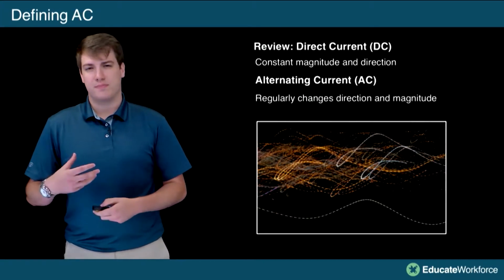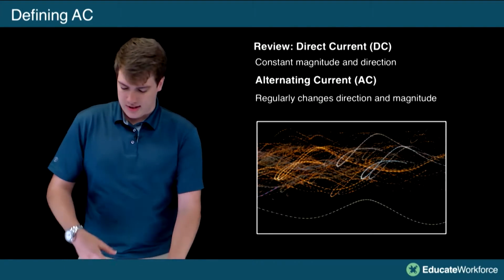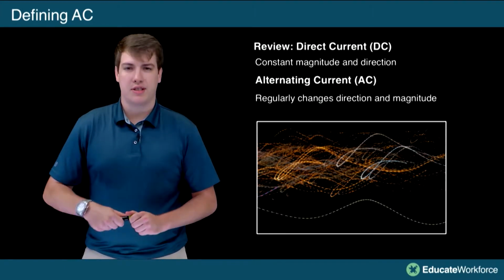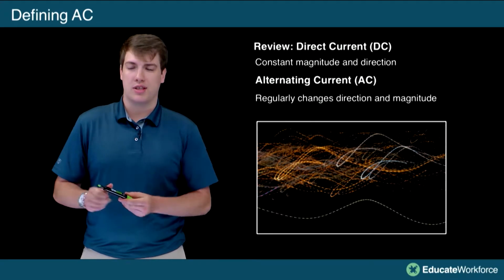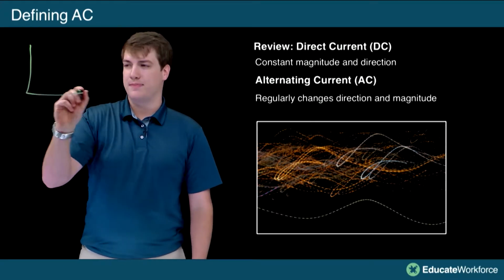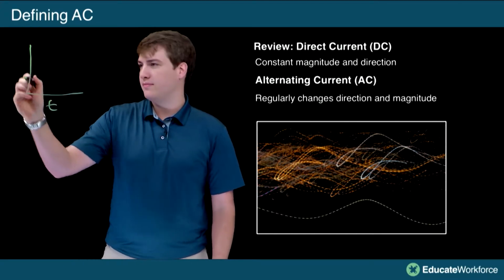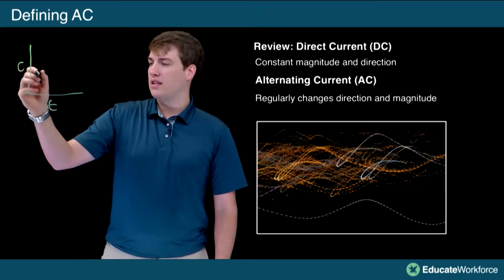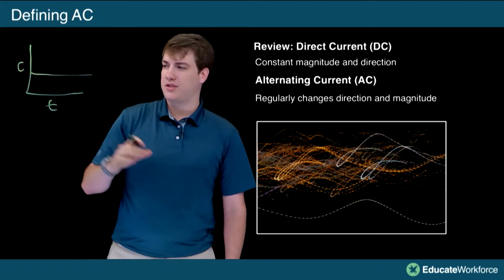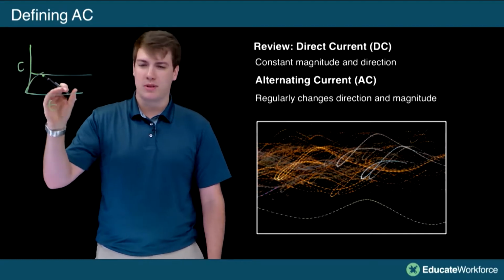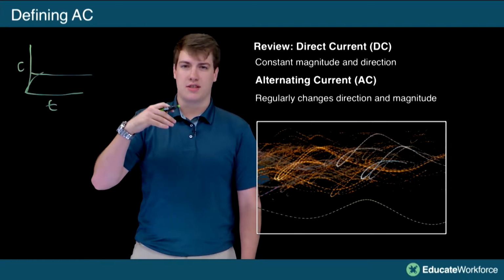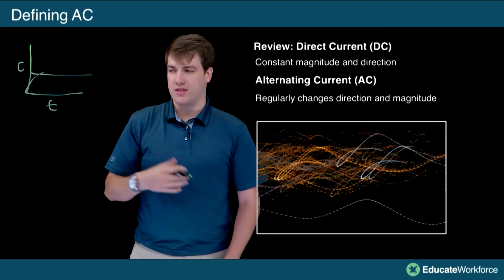So as a slight review, we know with DC current, basically if we have a current value in a circuit, over time it doesn't change. So if this is our time, and let's say this is current, basically as soon as we start, we might have some ramp up, but the current stays constant throughout the circuit as long as the circuit is on.